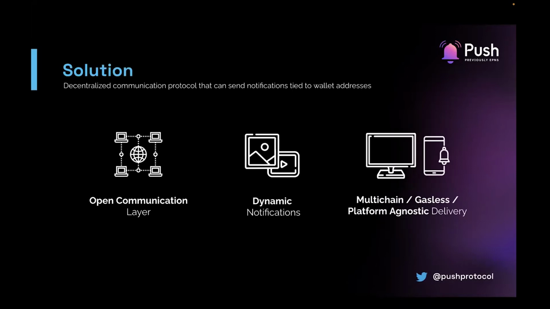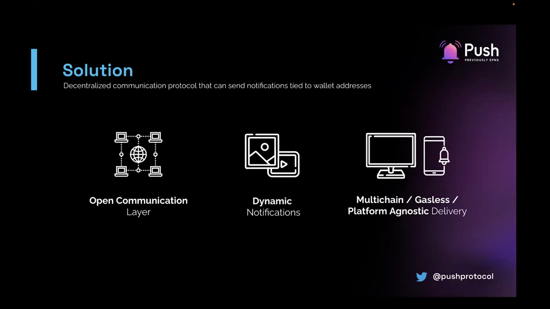So the solution that Push Protocol is building is an open communication layer. So we're building a network of nodes, and we call them push nodes. And the push nodes are responsible for indexing the communication for Web3. And it's open because anyone can simply make a request to the node and get a notification.